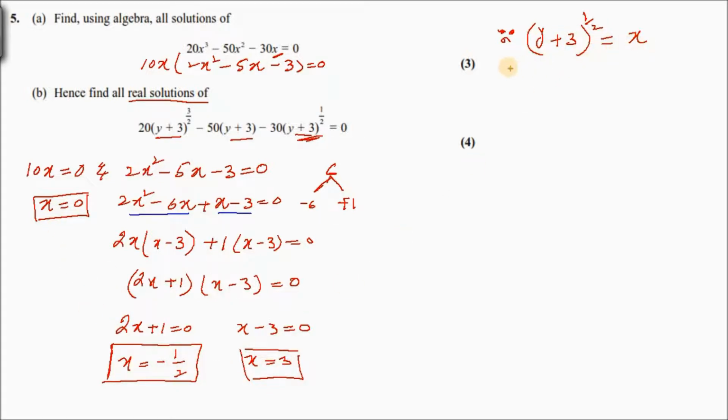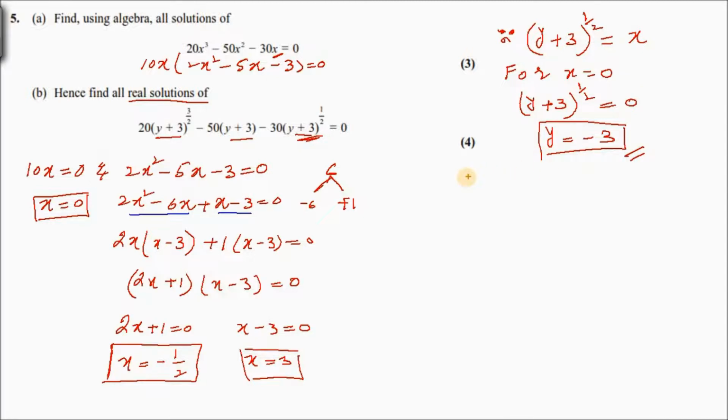So let's suppose x equals 0. You substitute x here, so (y plus 3) to the power half equals 0. Clearly when you solve it, you have y equal to minus 3. Clearly this is a solution, because if you put y equal to minus 3 in the original equation, you have minus 3 plus 3 equals 0. That means this is a solution.